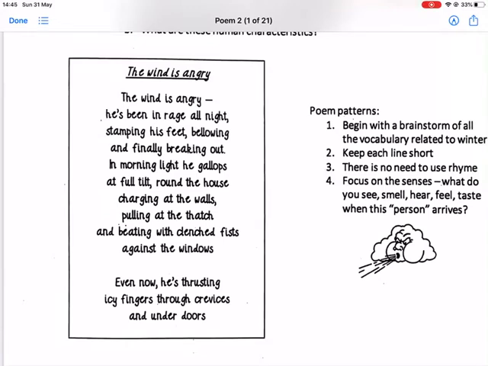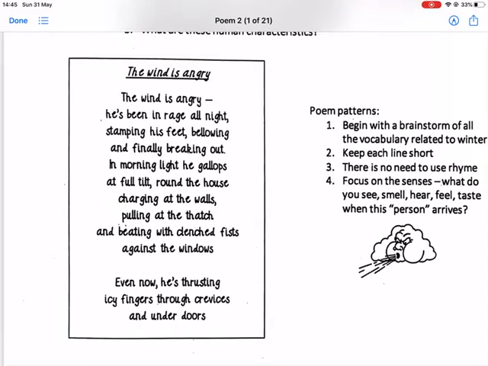Think about what normally gallops. Normally it's a horse that gallops at full tilt. Tilted means sort of at an angle, right? He's running so fast. It's almost like he's leaning forward and tilting forward round the house.